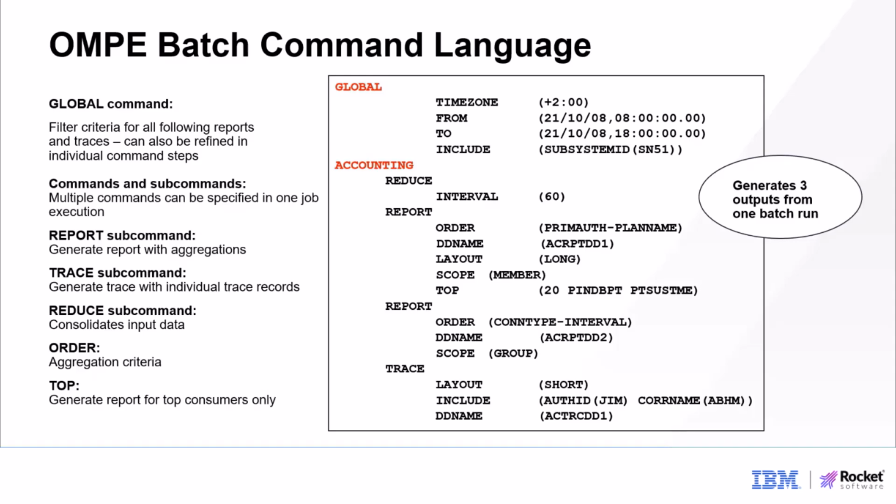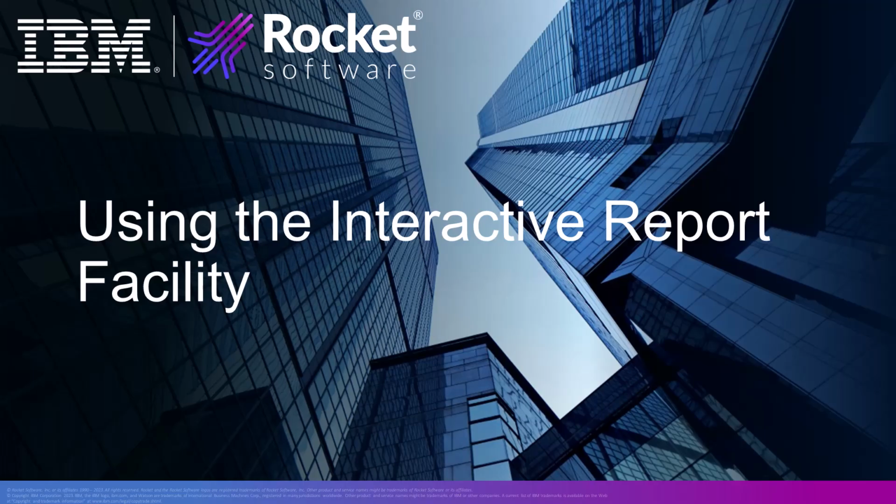with different scoping, and then I finally got a trace report, which is including data for a specific authorization ID correlation name. So again, you can combine multiple reports into a single job. And the challenge can be just getting comfortable with the syntax, and that's why using the report facility is going to be a great kickstart for you to get some initial jobs set up, so then you'll easily be able to take those and modify them to the appropriate parameters that you want to use for any future reports.